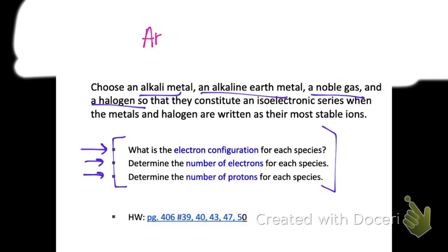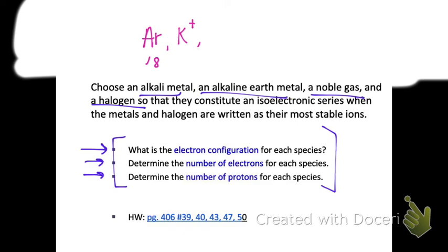Argon has how many electrons? 18. So the next one in that series would be potassium. What would potassium's charge need to be to make it 18 electrons? Plus 1. They've got to be 4 in a row. There's no reason I would pick sodium because I would have to be sodium -7, right? That doesn't work.